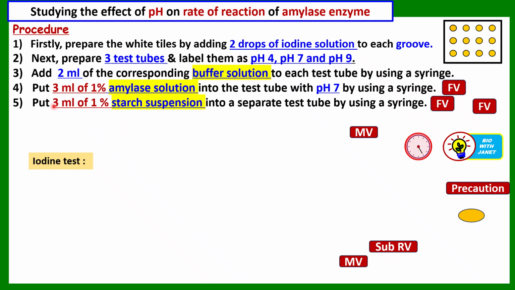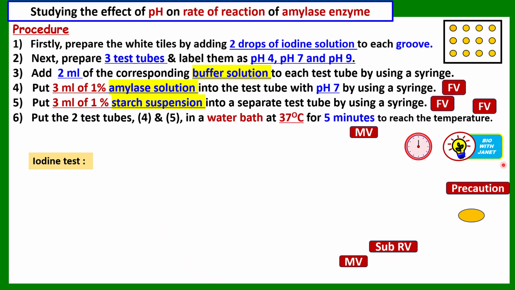Now, in a separate test tube, put 3 ml of 1% starch suspension by using a syringe. Again, your FV is here. The volume of the starch suspension is 3 ml, and the concentration of the starch suspension is 1%. These are all FVs. Now we put the 2 test tubes, number 4 and 5, in a water bath separately. Don't mix them yet. At 37 degrees Celsius for 5 minutes, for the test tubes to reach the optimum temperature of 37 degrees Celsius. You need a bit of time for the test tubes to warm up to 37 degrees Celsius.